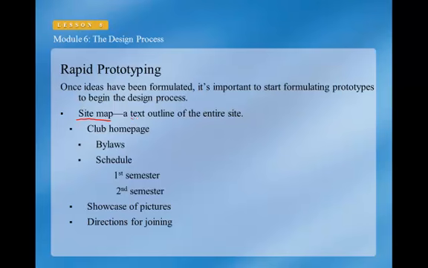So a sitemap is just a text outline of the entire site. So this is what a sitemap is right here. They have the home page, and then the next page will be the bylaws of the club, and then they have a schedule, and on this schedule page, they have a bit about the first semester, second semester, and then they have a separate page dedicated to pictures, and their last page is directions for joining. Some of this sitemap is going to be dictated by the rubric, because there's certain items that you have to include in your web page.